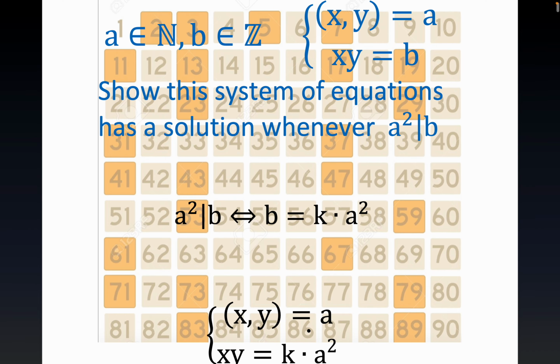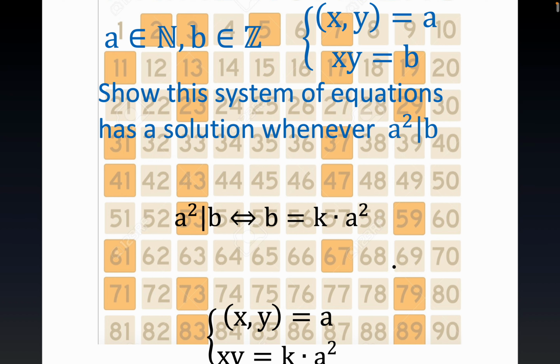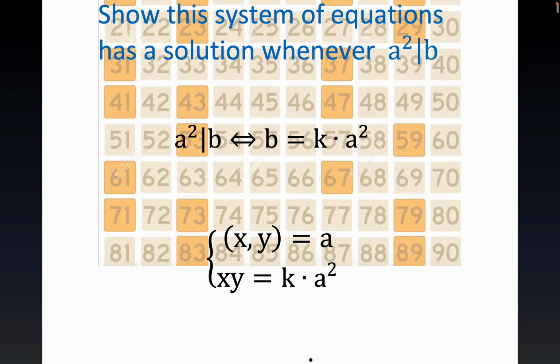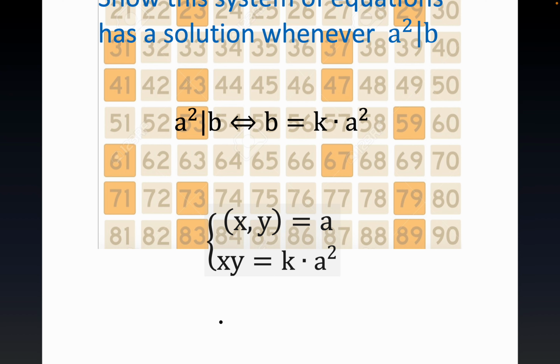So, note, here's our original system, but we know that b is equal to k times a squared based on this given right here, okay? And so we can rewrite this system, replace b with k times a squared. Now notice here that makes the solution just really stand out. This tells us very quickly that we need to choose x equal to ka. So that's the x portion of the solution, ka.